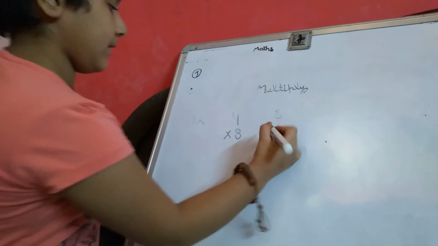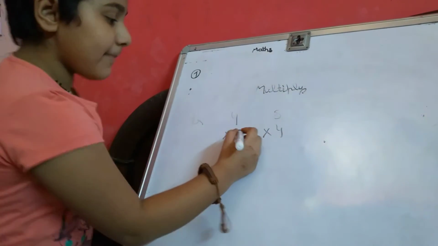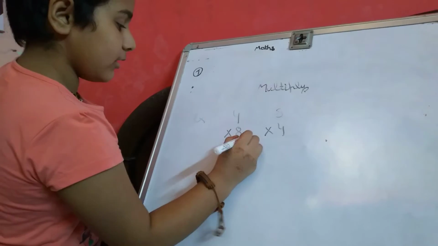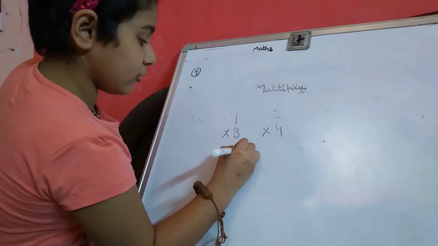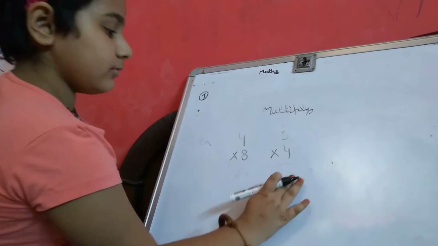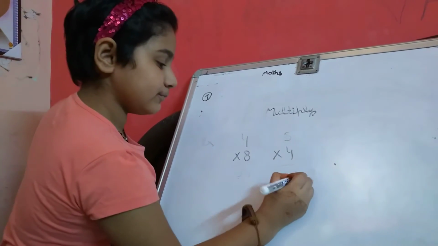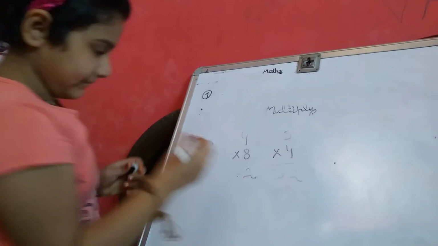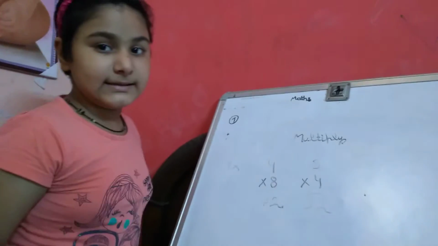4 times 8 and 8 times 4. 4 multiply by 8, 8 multiply by 4, but the answer was same. 32 and 32. Okay.